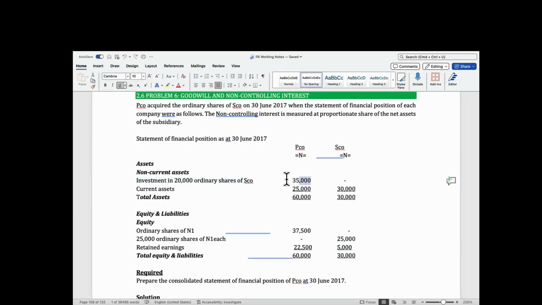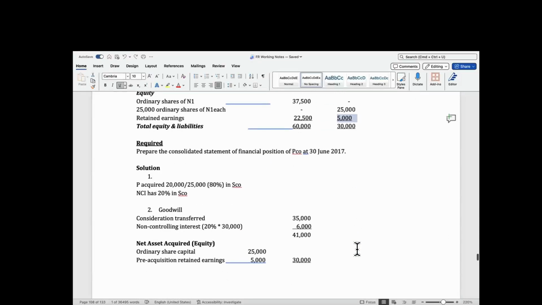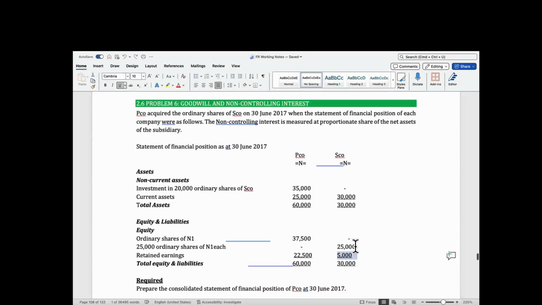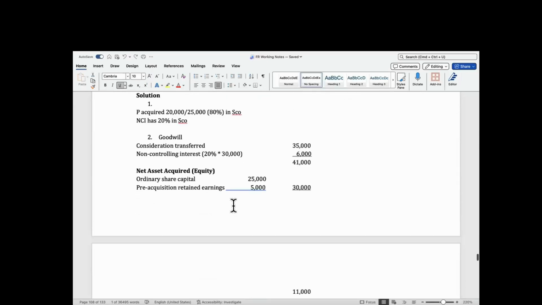It has nothing to do with these investments. They are not related transactions. But in this case, they are related transactions. We bought the subsidiary in June, and that is when we are consolidating. So this retained earnings is there at the date of acquisition, which is also the same day as consolidation. So it's a pre-acquisition retained earnings, because it's the same day.